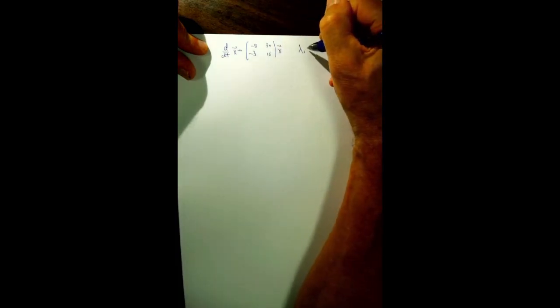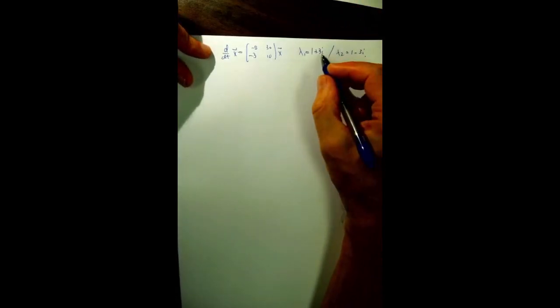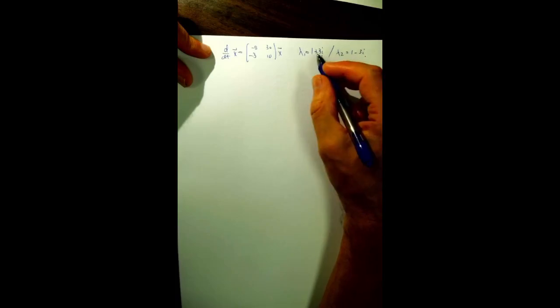We have lambda 1 is 1 plus 3i, and lambda 2 is 1 minus 3i. And, by the way, notice, just like before, the imaginary parts are the same, but just off by a negative sign. It's going to be very important. We're going to see the exact same thing with the eigenvectors.